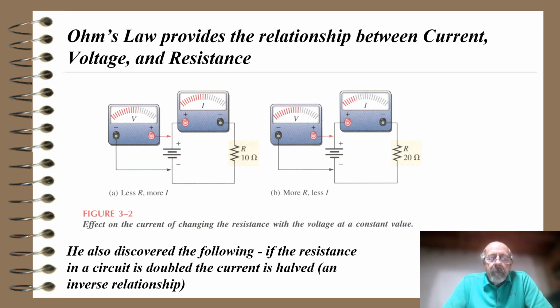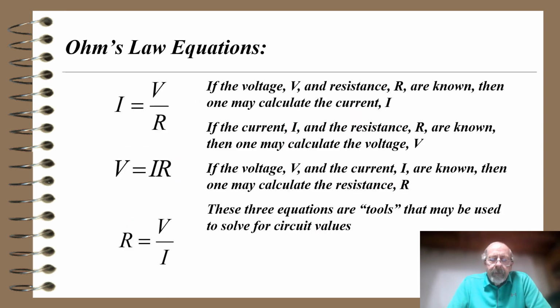Here now we have a battery with a 10 ohm resistor, and on the right hand side we've got the same battery with a 20 ohm resistor. If you take a look at the red bars, the voltages are the same for both of those circuits, but on the left hand side we have a lot of current, and the right hand side we have half the current. So Ohm also discovered the following: if the resistance in a circuit is doubled, the current is halved, which is an inverse relationship. So here are Ohm's law equations.